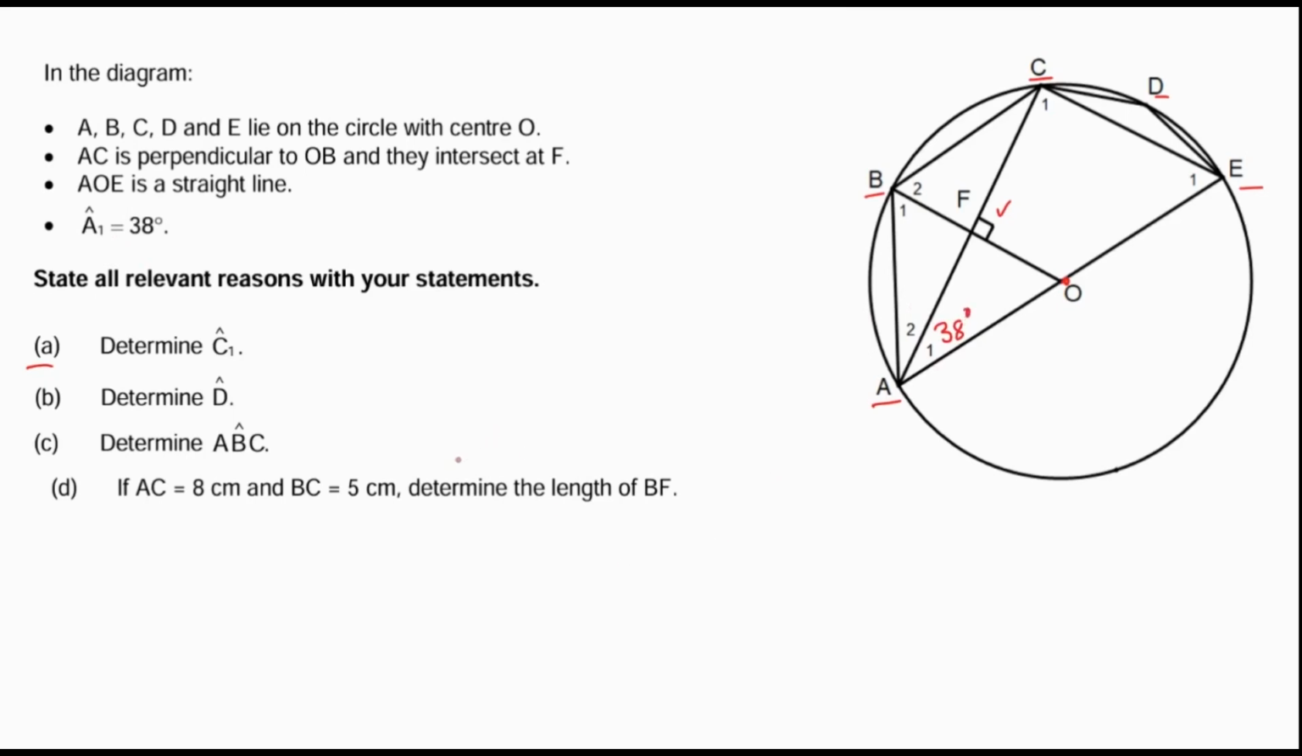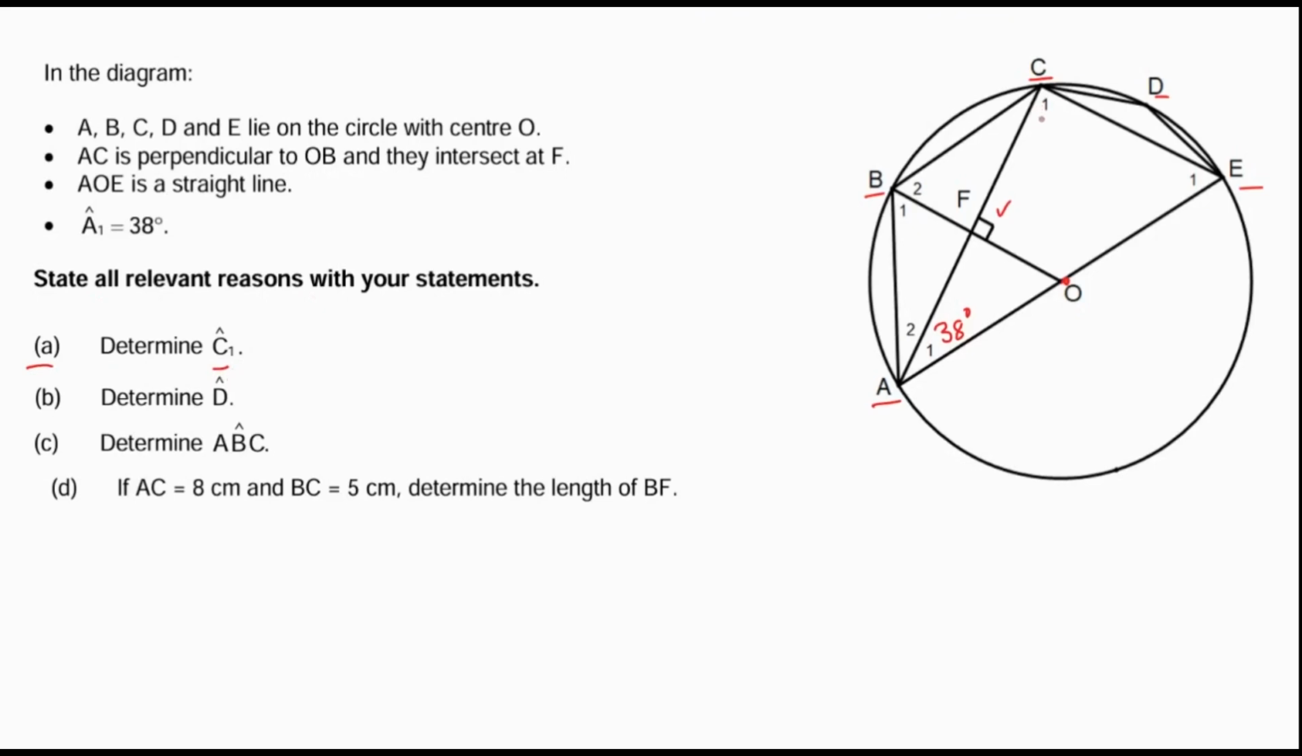Okay, now we have a diameter. So think of angles in the semicircle. When an angle is subtended by a diameter, it is 90 degrees. Think about those angles. All right, what else? Let's see. State all relevant reasons with your statements. Determine C1. Oh, very easy.